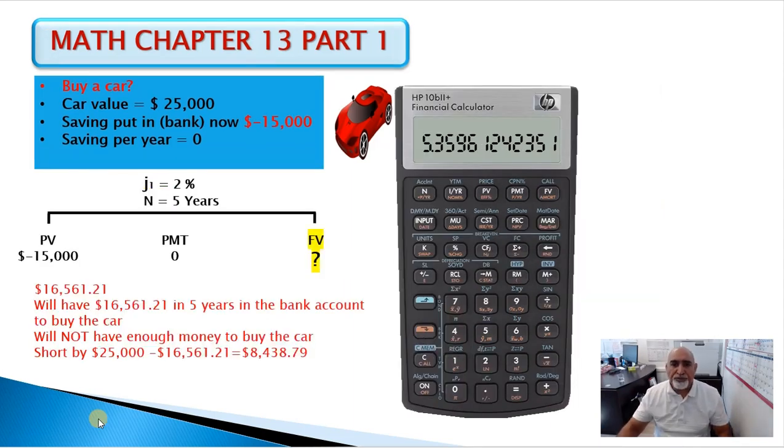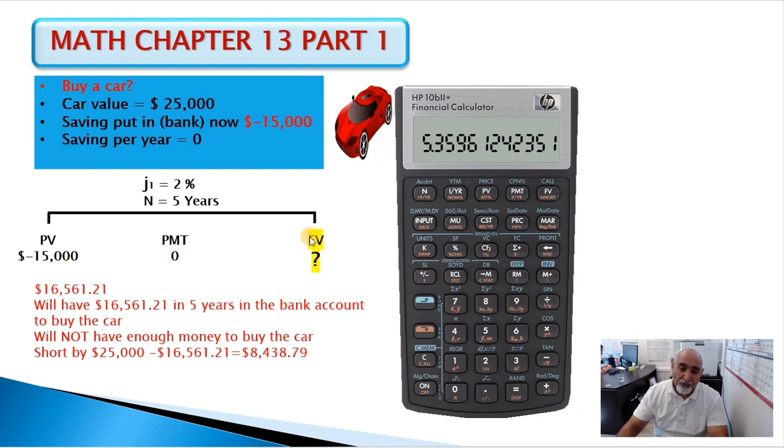Okay, another question. We're ready to buy a car, and the car's value is $25,000, and we have $15,000 that we just put away. We want to know, are we going to have enough money to buy this car in 5 years? And the interest rate is J1, which is per annum, with one compounding period. So J1 equals 2%. So we draw the diagram.